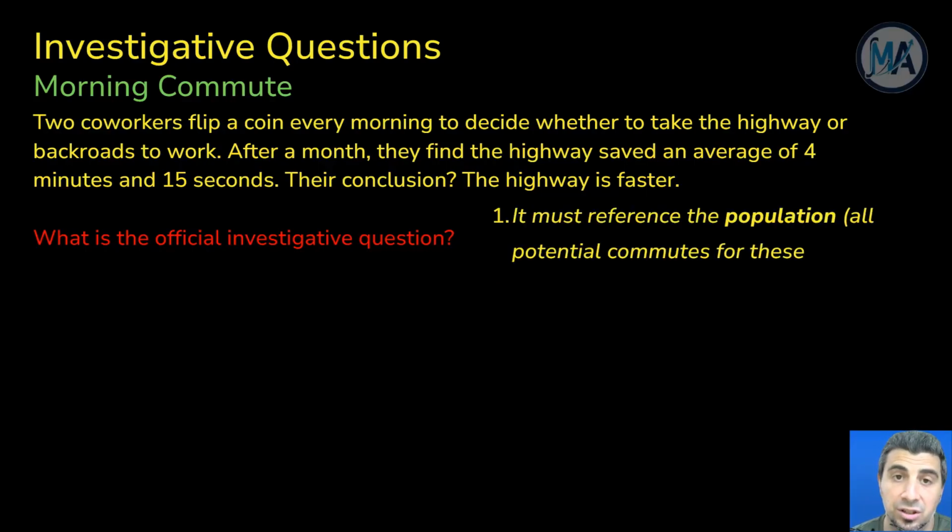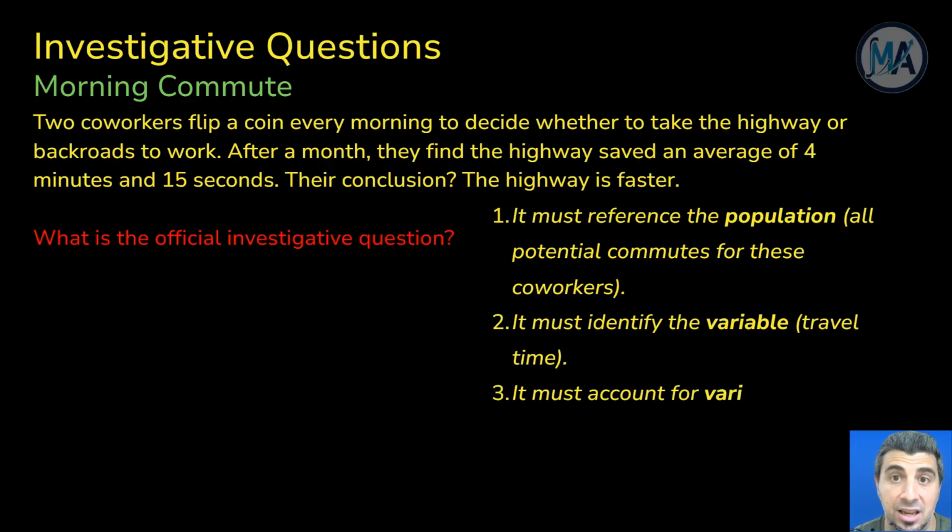Well, a strong statistical question can't just ask, is the highway faster today? It needs three things. First, it must reference the population, and here that's all potential commutes for these workers. Second, it must identify the variable, that would be the travel time in this case. And third, it must account for variability between the groups.